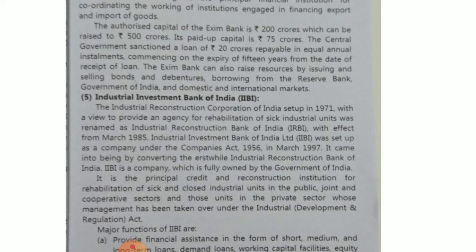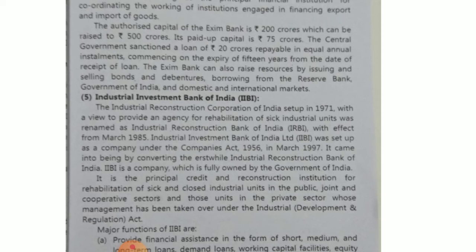It came into being by converting the Industrial Reconstruction Bank of India. IIBI is a company which is fully owned by the government of India. It is the principal credit and reconstruction institution for rehabilitating sick and closed industrial units in the public, joint and cooperative sectors, and those units in private sectors whose management has been taken over under the Industrial Development and Regulation Act.